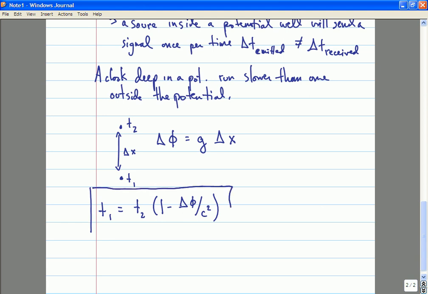From this equation, you can determine exactly how much slower a clock inside a potential will run relative to that outside of a potential. Yes, question? The sign for potential energy is decided by the reference frame you choose, right? Yes. So if you were to shine light out of the gravity field, it would be blue shifted. It would, exactly.